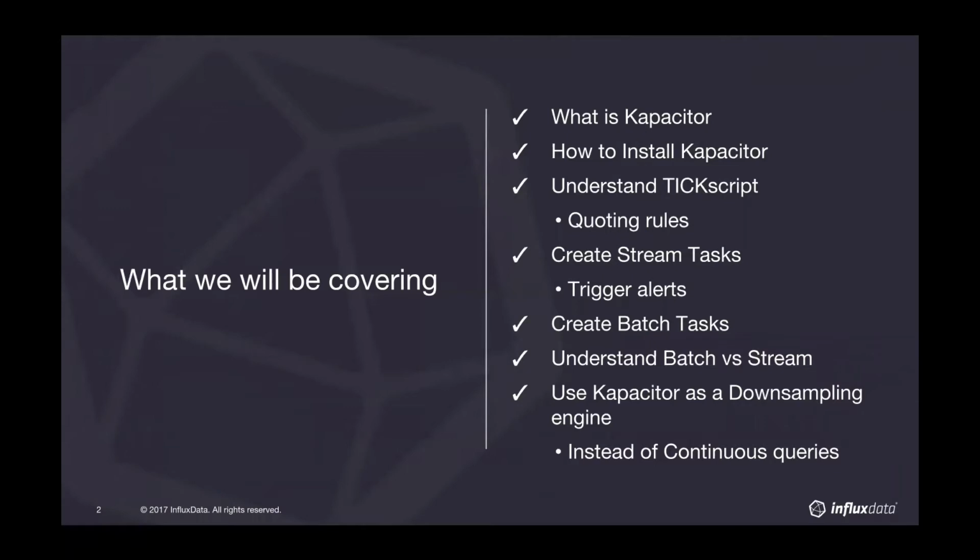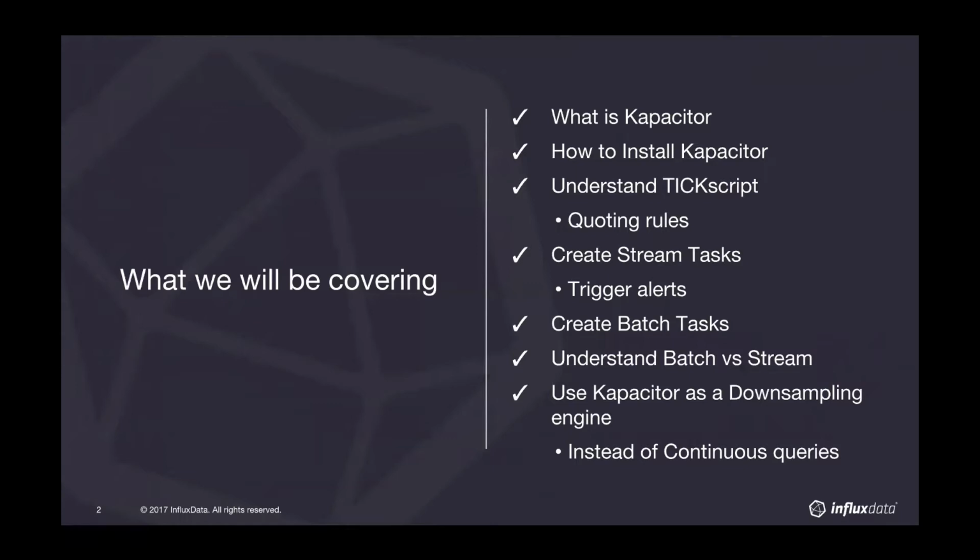So we'll go through some of the basic concepts around the Influx platform, specifically around Kapacitor. We'll talk about what Kapacitor is, how we can install Kapacitor. We'll try to understand TickScript, especially with regards to its quoting rules, which can get a little bit finicky. We'll talk about stream tasks and batch tasks and the differences between those. We'll talk a little bit about how to trigger alerts. We'll try to understand Kapacitor as a downsampling engine, as an alternative to using continuous queries on InfluxDB.